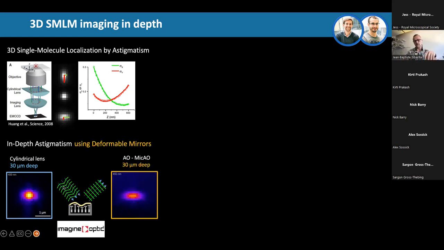And this is why we have this little collaboration with Imagine Optic company. We plugged in this deformable mirror to correct for aberrations. And then in this case, just the main aberration remains, the sample aberration, which is very limited in the case of a single cell. And in this case, we can now put in some pure astigmatism.